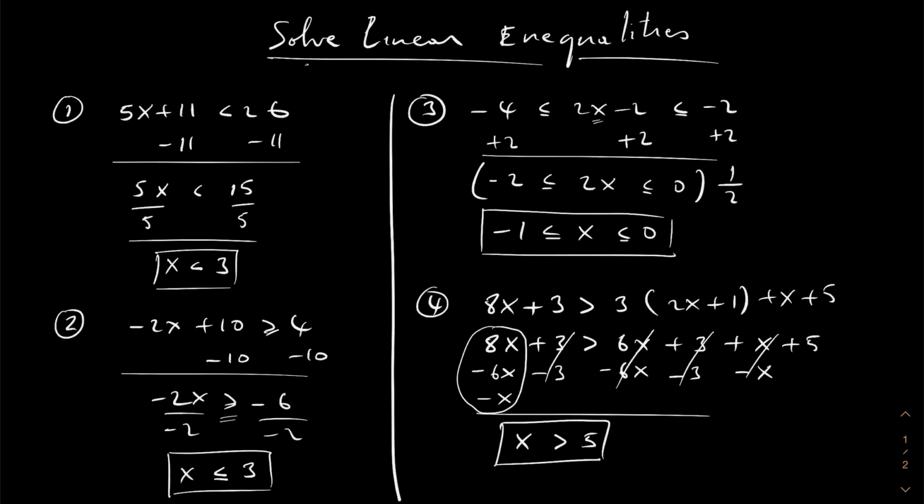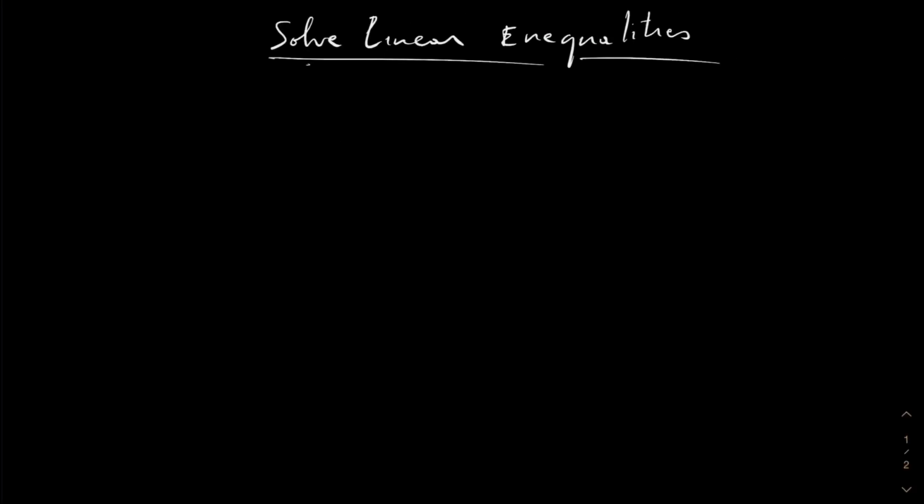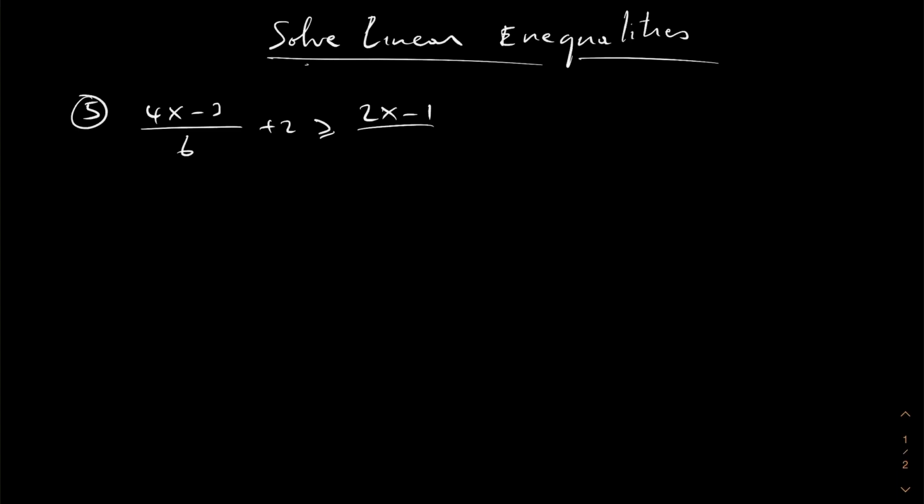Okay, so the examples are getting bigger here and more interesting. So let's look at the next one here and see what we can do. Example number 5 is (4x minus 3) divided by 6, plus 2, bigger than or equal to (2x minus 1) divided by 12. In this case, I thought it'd be fun to give you something that has denominators in it. Remember, even if this has denominators in it, it's not a rational inequality. It's still a linear inequality because there's no x in the denominator. So this is still linear.